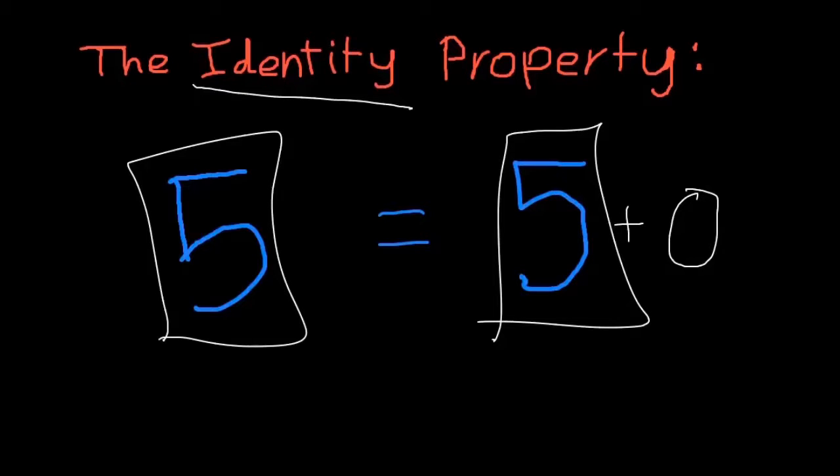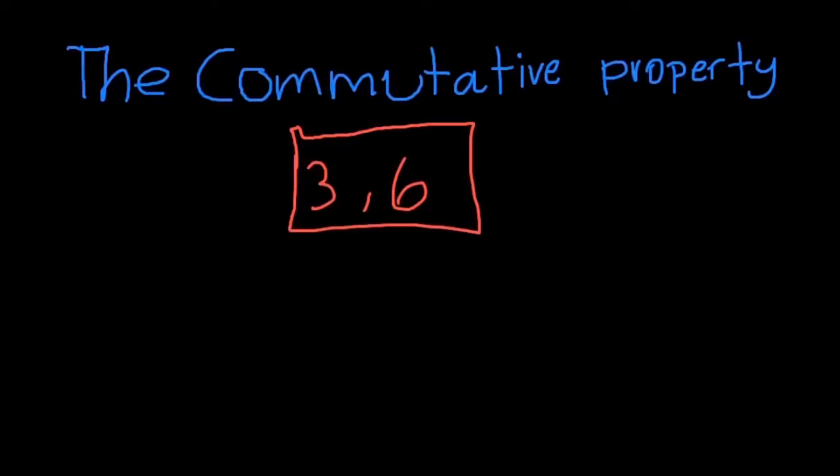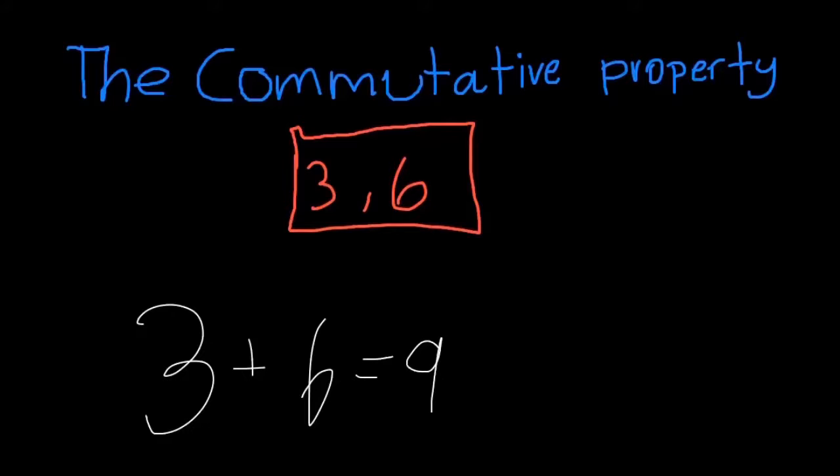Now let's talk about the, drumroll please, commutative property. For this property, you need 2 numbers. I took the numbers 3 and 6, but you can take whatever numbers you want, really. And once again, we're going to be needing the addition sign here. So 3 plus 6 is equal to 9. But you know something else? 6 plus 3 is also equal to 9.